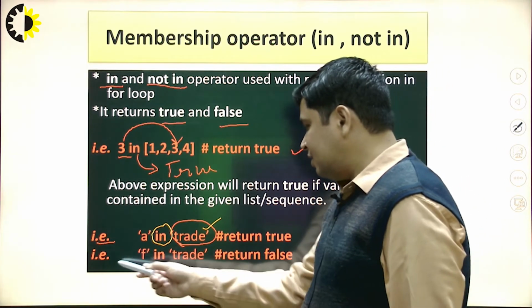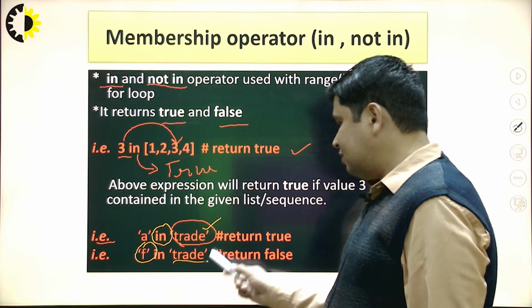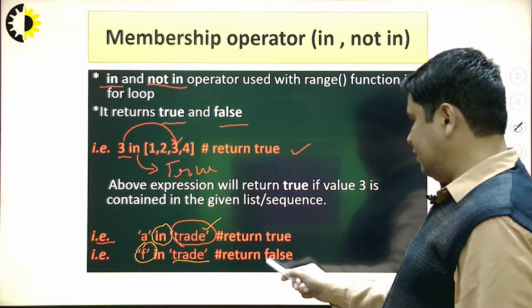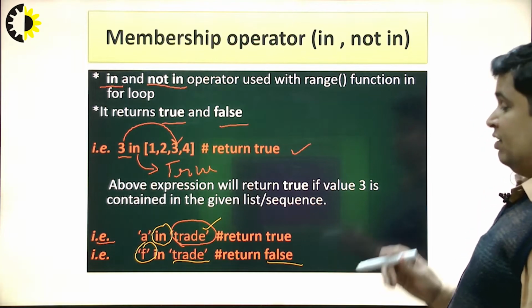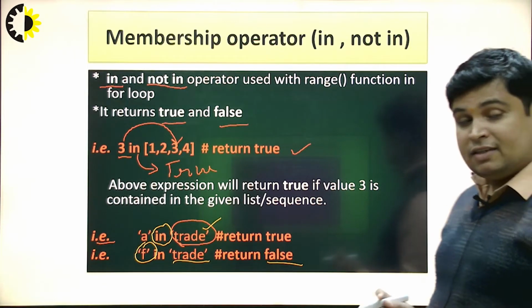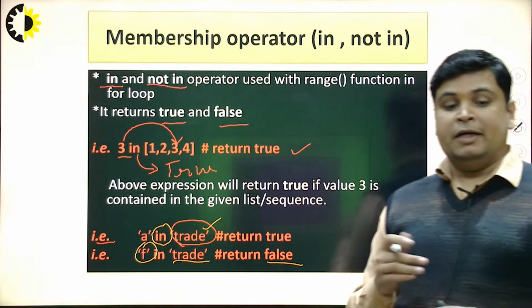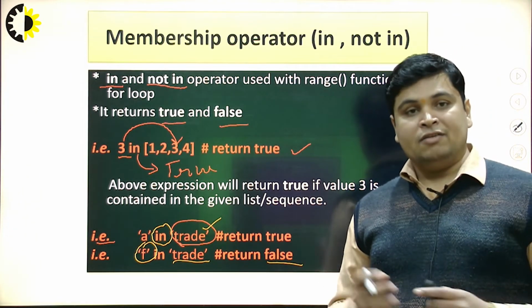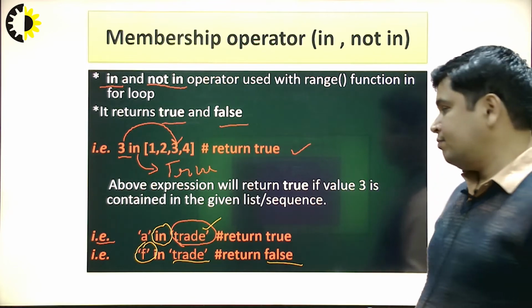In the last example, you will see F inside this string trade. No, it will return false. Basically, the membership operator is used with the range function, first thing, and second thing, it will return true or false. If the particular item is available inside the sequence, then it will return true, otherwise it will return false.